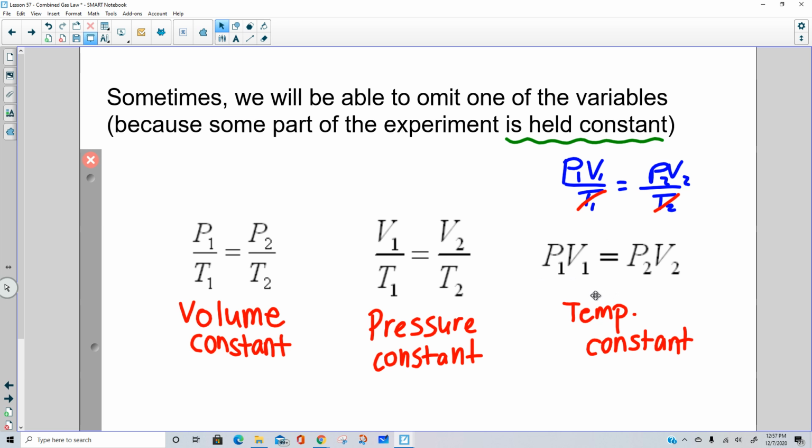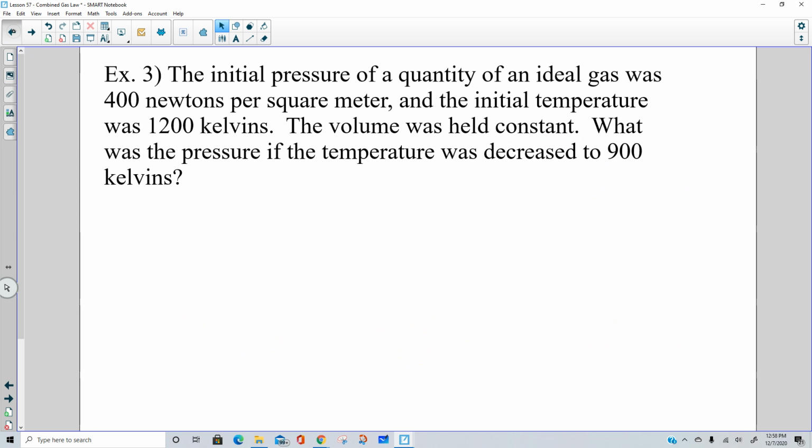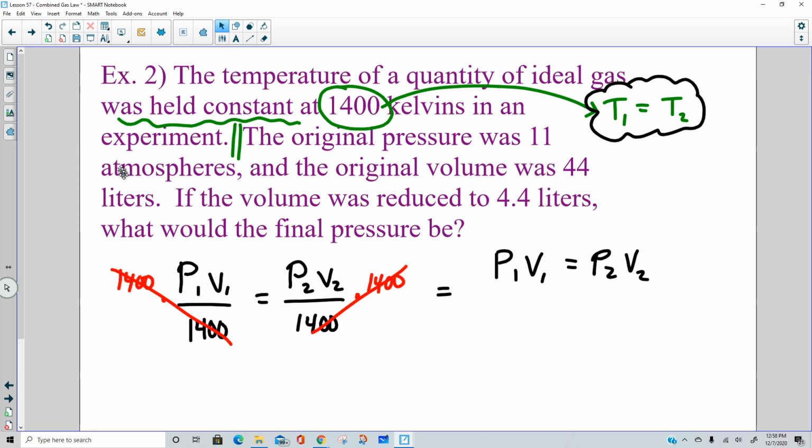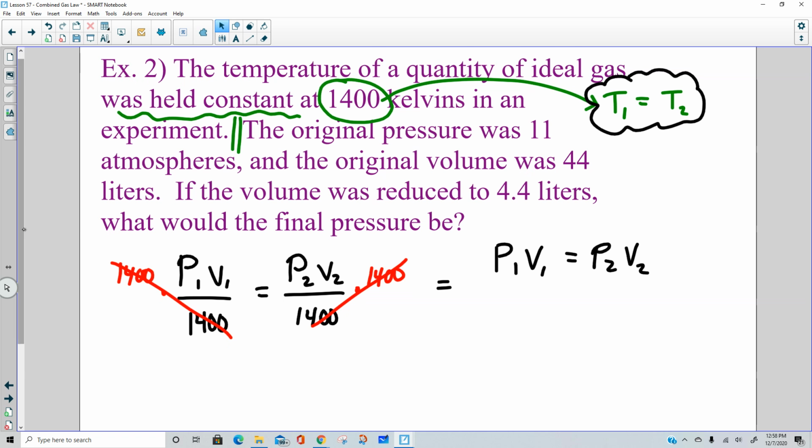Okay. Now, each one of these individual little formulas has a special name. However, in mathematics, we're not going to concern ourselves with that. You can learn more about that when you get to physics. Okay, but mathematically, you're looking for that key phrase, is held constant, and if so, you can omit that variable. All right, let's continue reading.